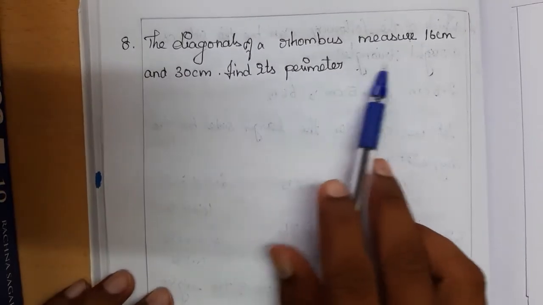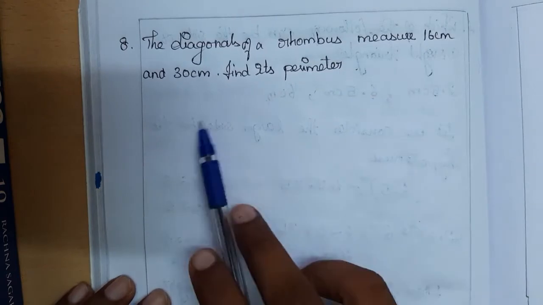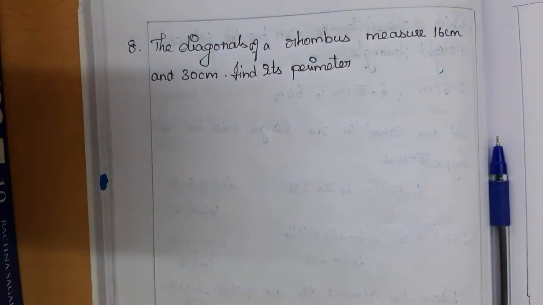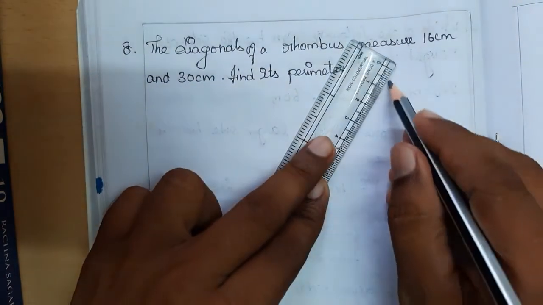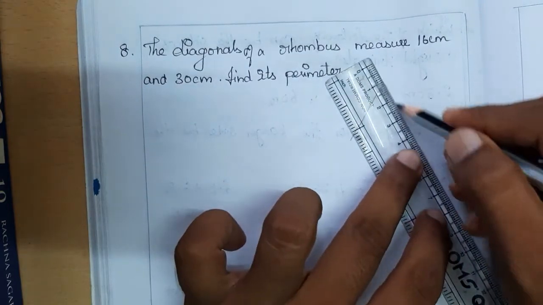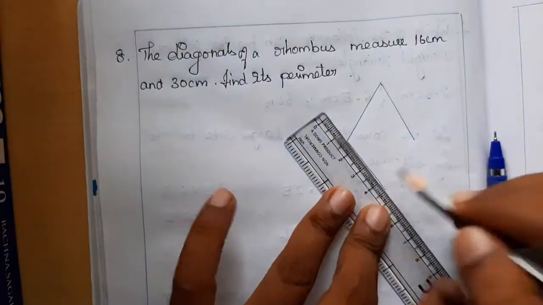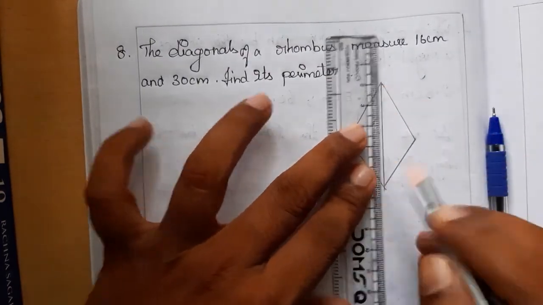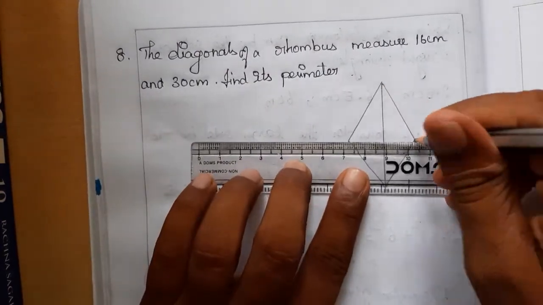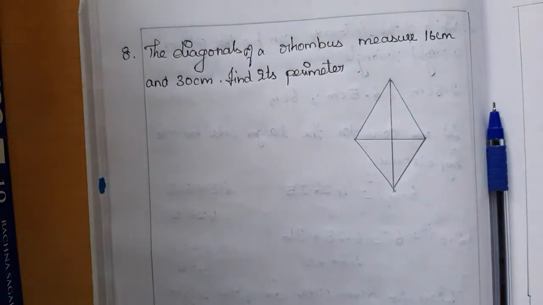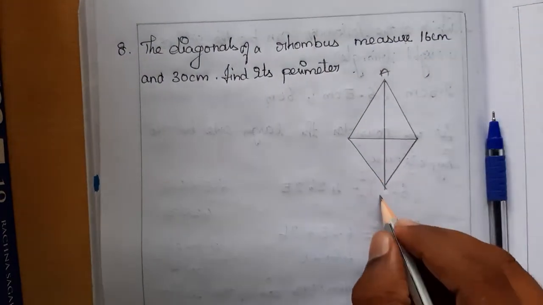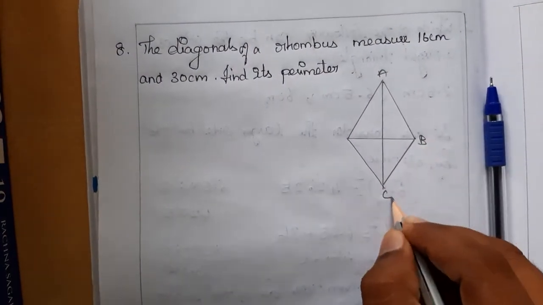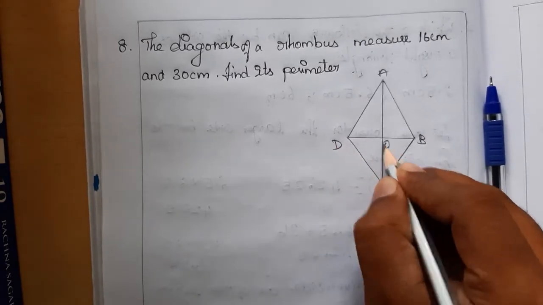A diagonal of a rhombus measures 16 centimeter and 30 centimeter. Find its perimeter. So the diagonals of the rhombus are given, but we have to find the perimeter. Perimeter means we need the sides of the rhombus, right? So let's check. Let me name it as A, B, C, D, and the intersecting point as O.